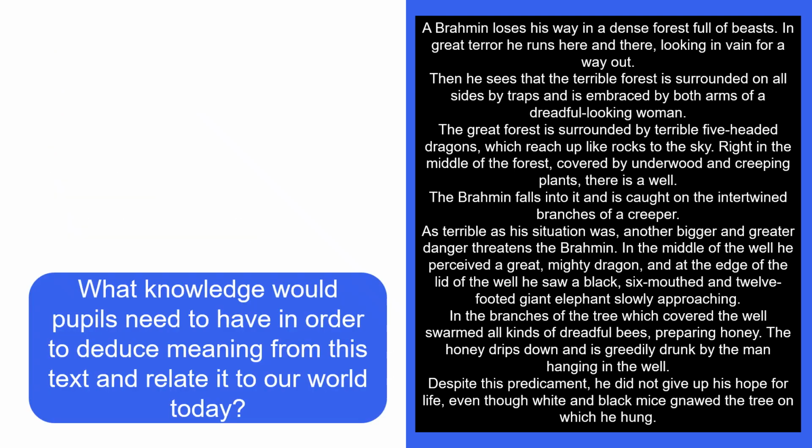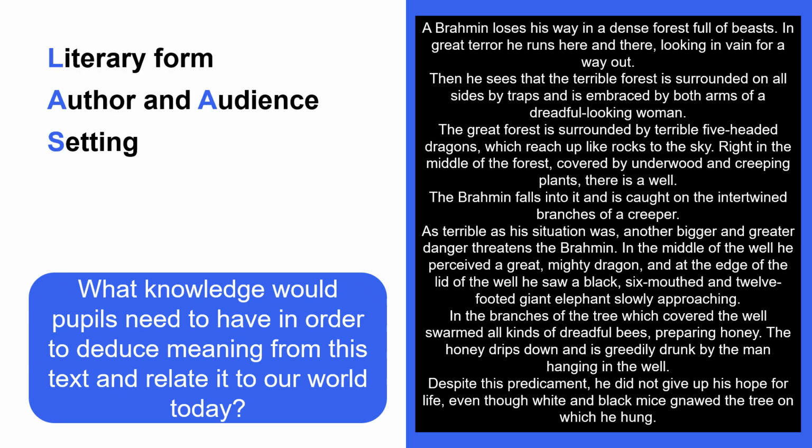So let's think about what knowledge pupils would have to deduce meaning from this text and relate it to our world today. Well, they'd have to have good comprehension of the text. They'd need to know what a Brahmin is, and they'd need to understand Hindu concepts such as samsara, moksha, Atman, and artha. So there's quite a lot to unpick there.